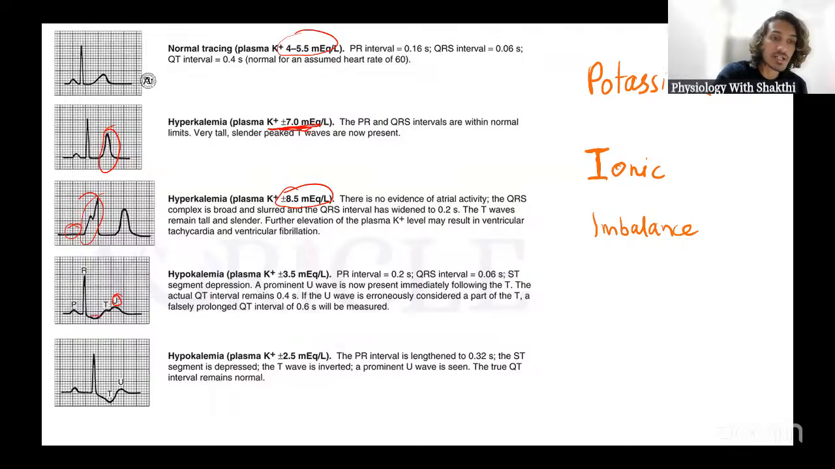ST depression can happen. Further lower hypokalemia can result in a P wave inversion and prolongation of PQ interval. Okay, so these are different things. This also can separately come as a short note.